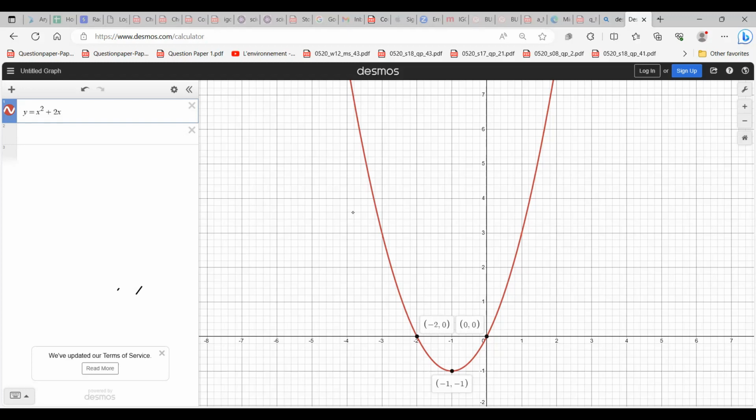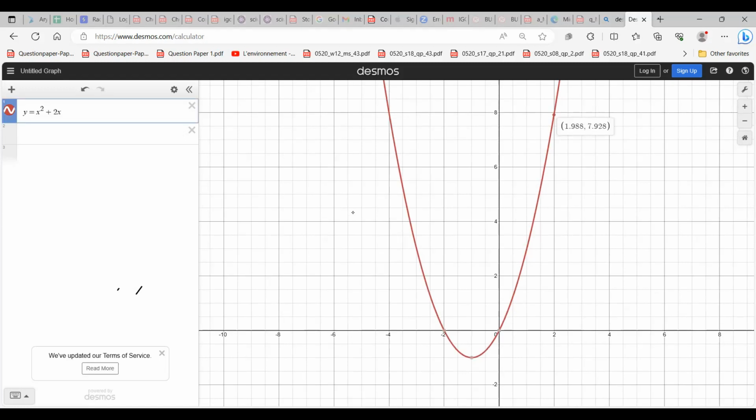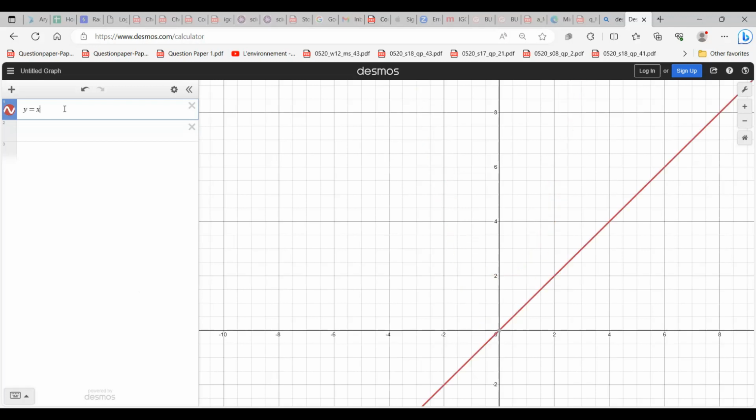Then 2 comma 8. Can you see 2 comma 8? It is coming over here, right? So this is how you can check whether you're going right or wrong in this case of plotting the graph. Clear? Dia, are you getting it? Yes.